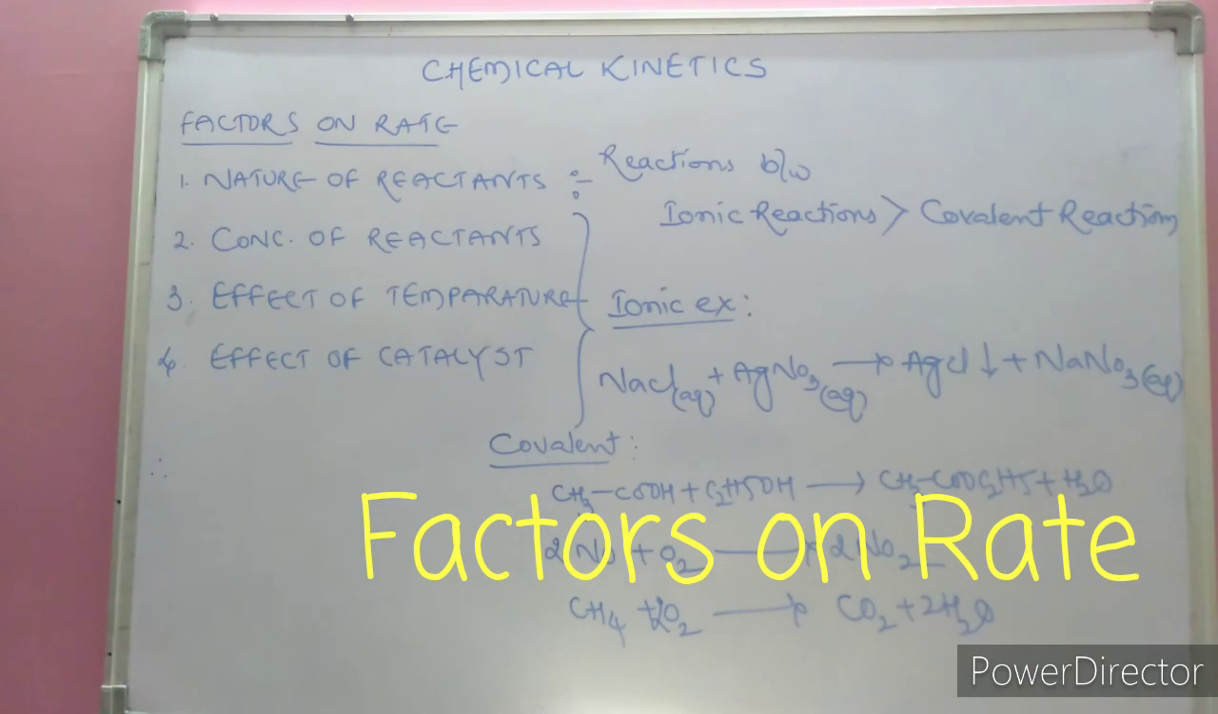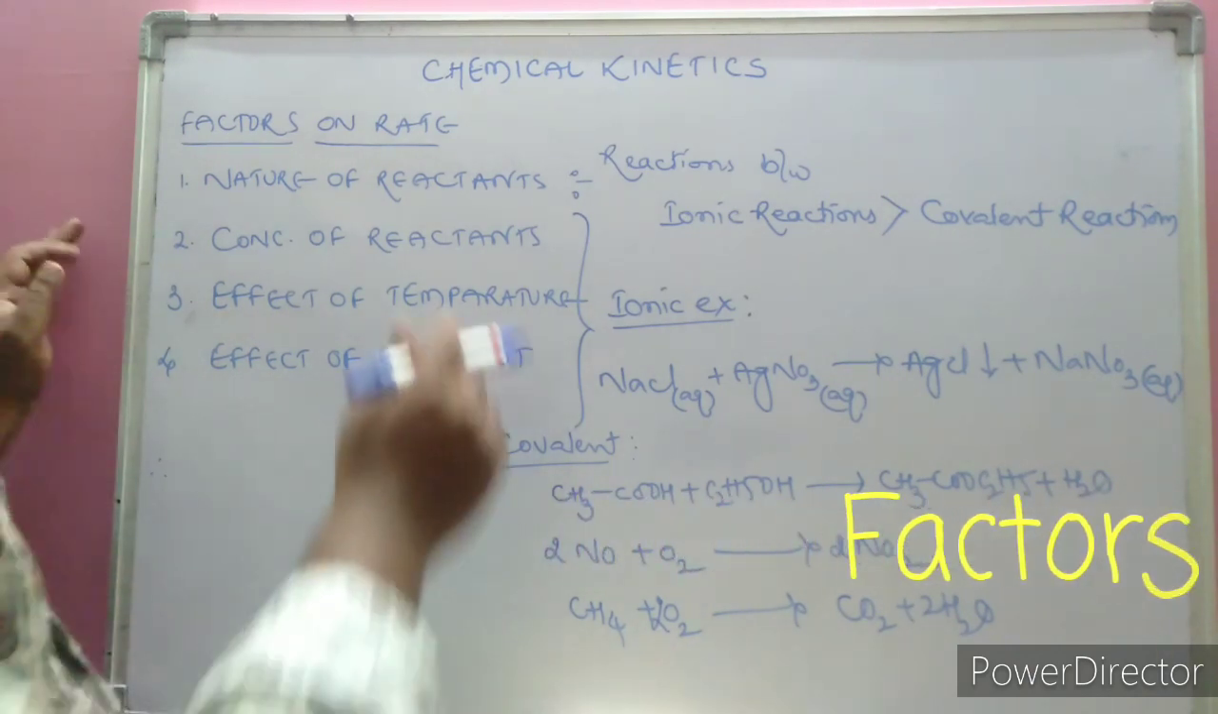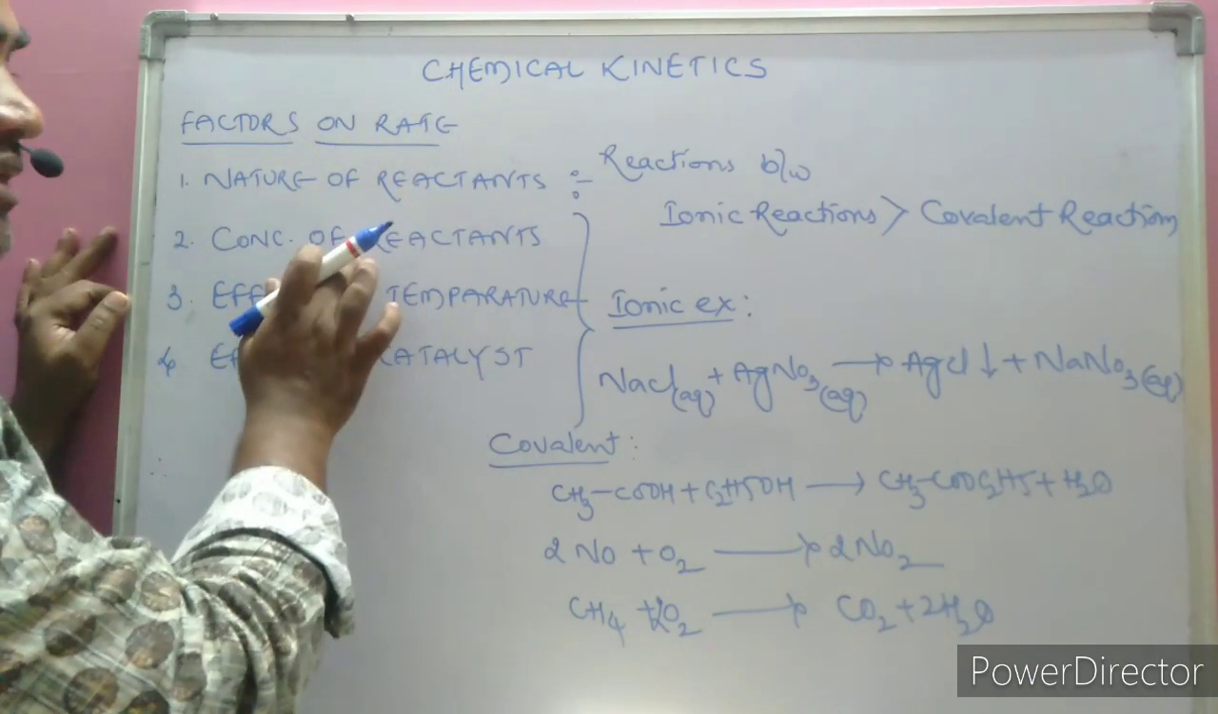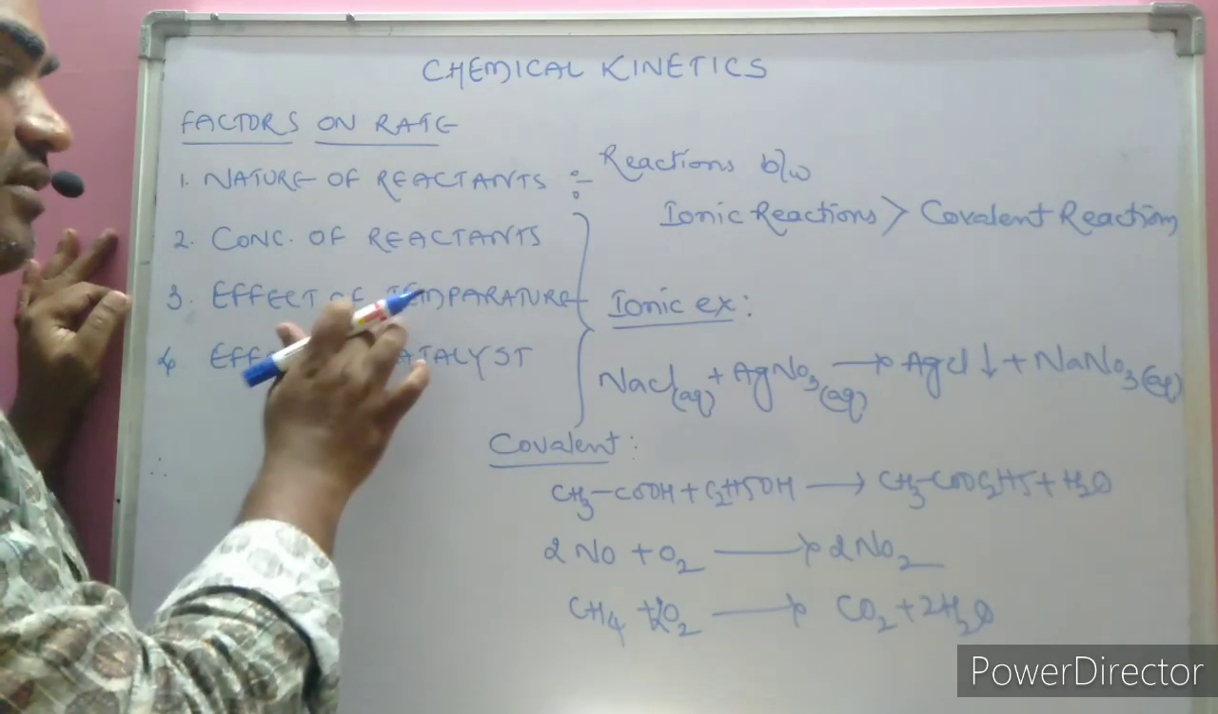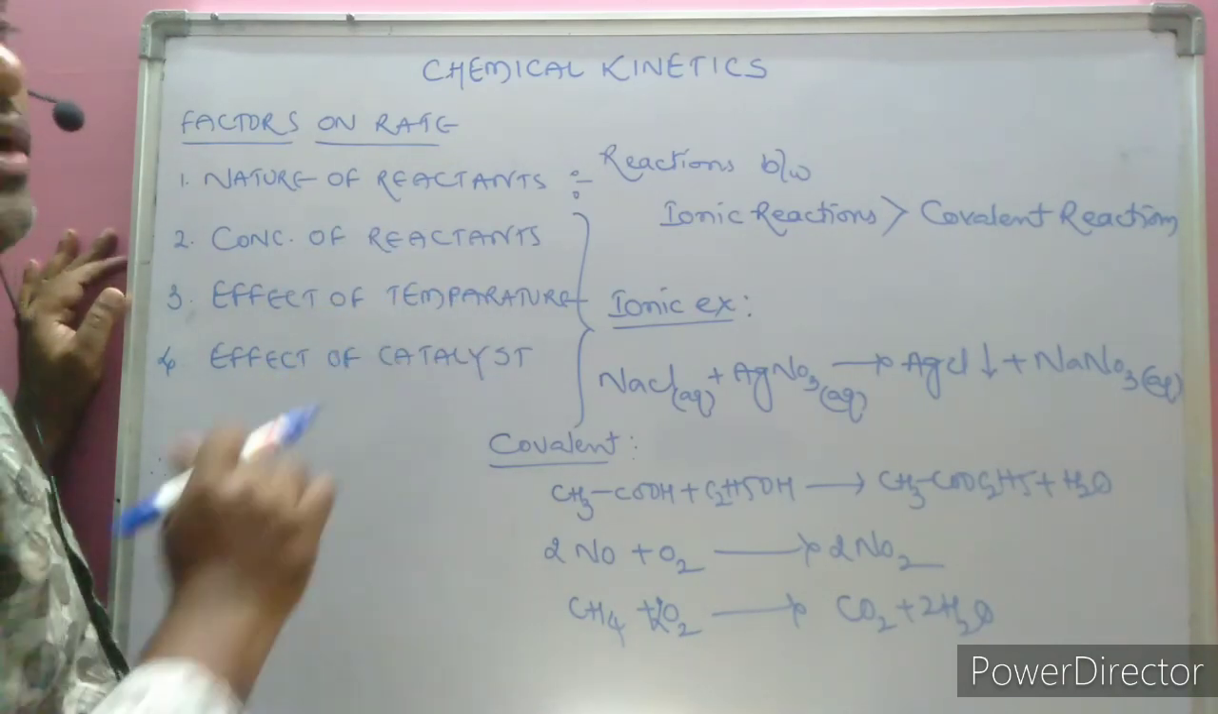Now, what are the factors which affect the rate of a chemical reaction? One is the nature of the reactant, second is the concentration of reactants, third is the effect of temperature, fourth is the effect of catalyst.